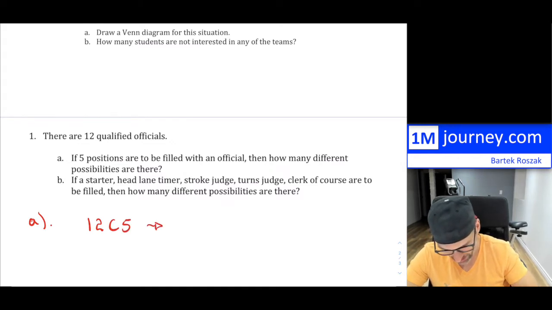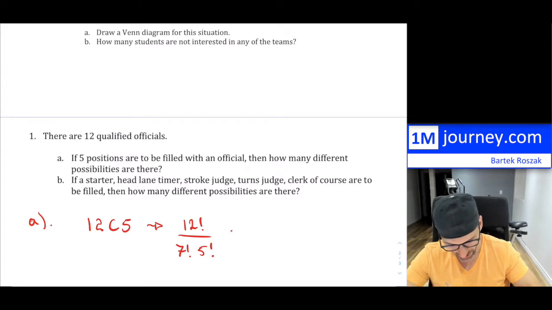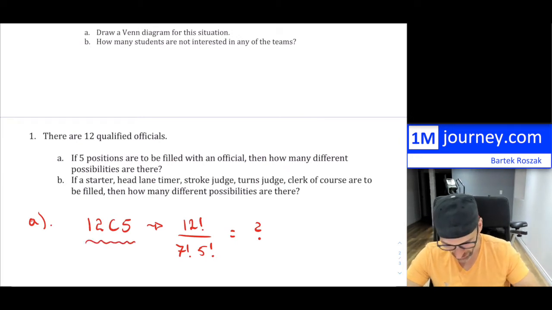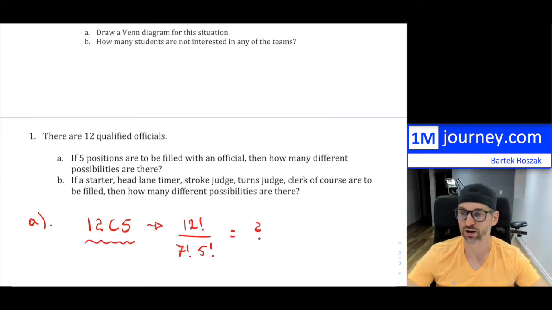Of course, you can find out what this is on a calculator, or you can do it the old-fashioned way: 12 factorial over 7 factorial times 5 factorial, and then whatever the answer is. I'll leave that with you. The main idea is deciding what to use. This is just 12 because we have 12 officials and we're choosing 5 positions, and the order doesn't really matter for this.